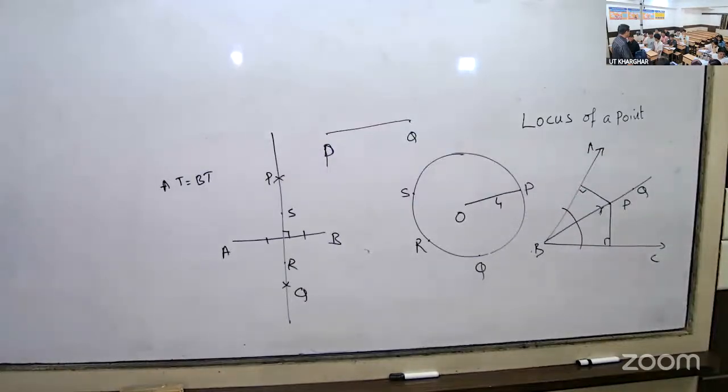Second property. Locus of a point equidistant from. Don't write, practice it.